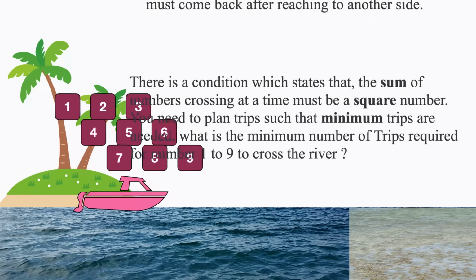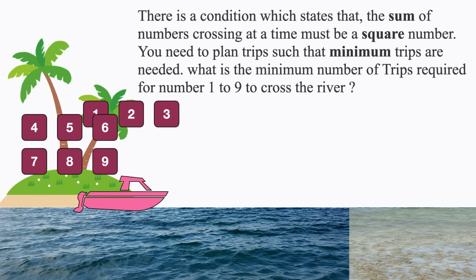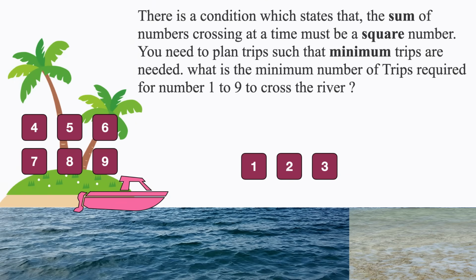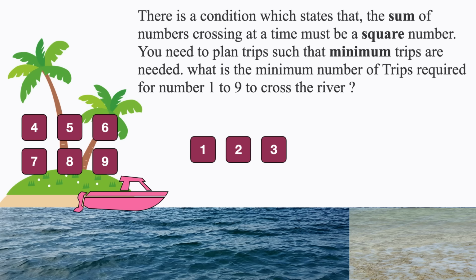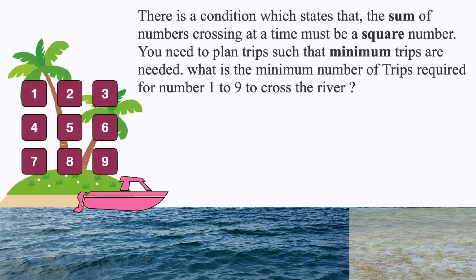Also, there is a condition which states that the sum of numbers crossing at a time must be a square number. For example, 1, 2, and 3 cannot cross the river because the sum of these numbers is 6, which is not the square of any number 1 to 9. You need to plan trips such that the minimum trips are needed. What is the minimum number of trips required for numbers 1 to 9 to cross the river?